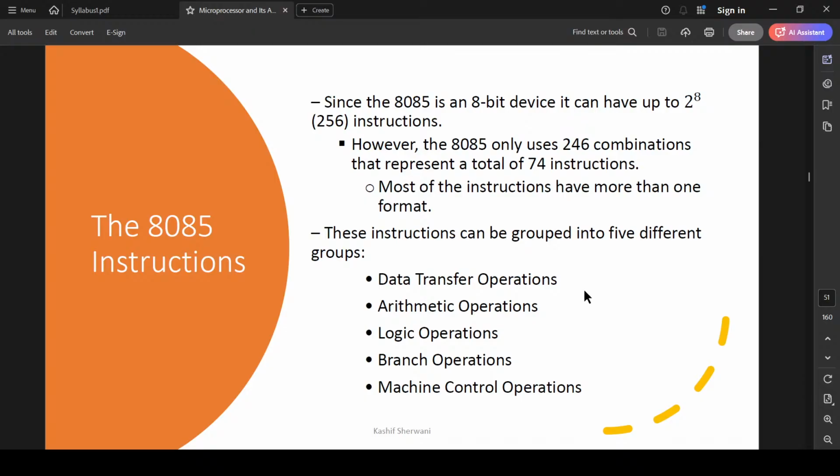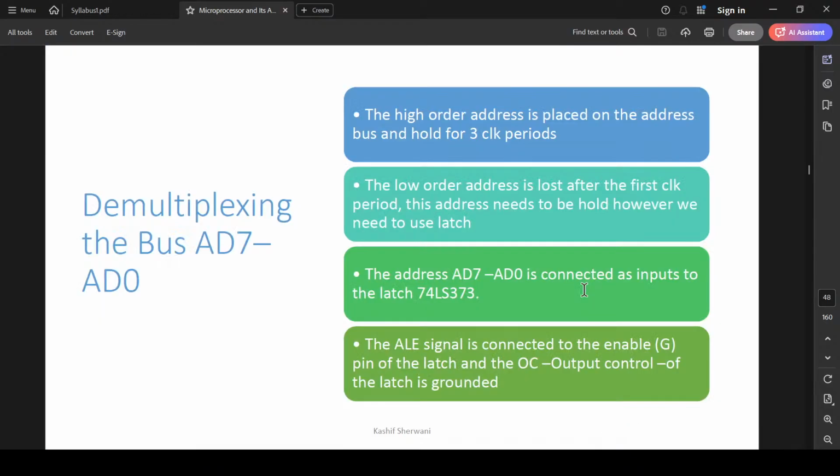Now, if the question in the exam is on demultiplexing, I can explain anything.